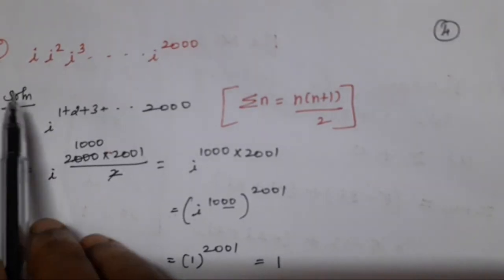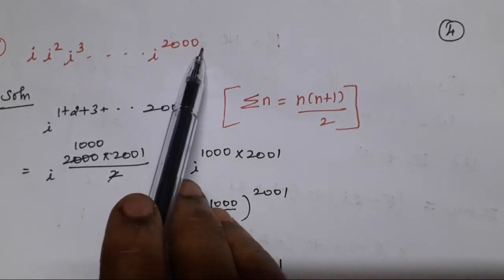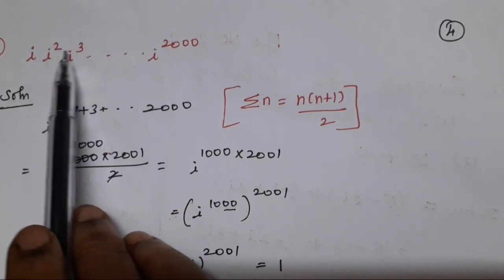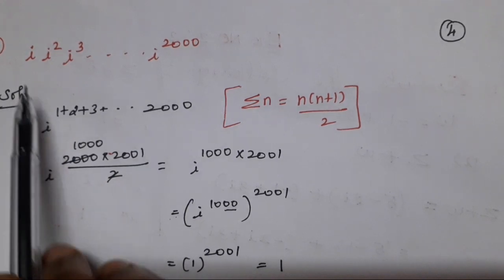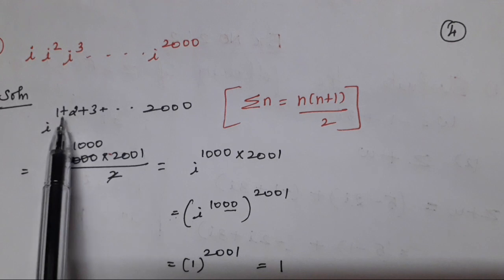See the fifth question. What is the question? i plus i square plus i cube, etc., up to i power 2000. If the base is same, add the powers. What is the power? 1 plus 2 plus 3 etc. Base is what? Nothing but i. So how will you rewrite this one? i power 1 plus 2 plus 3 etc. up to 2000. So this is nothing but what?